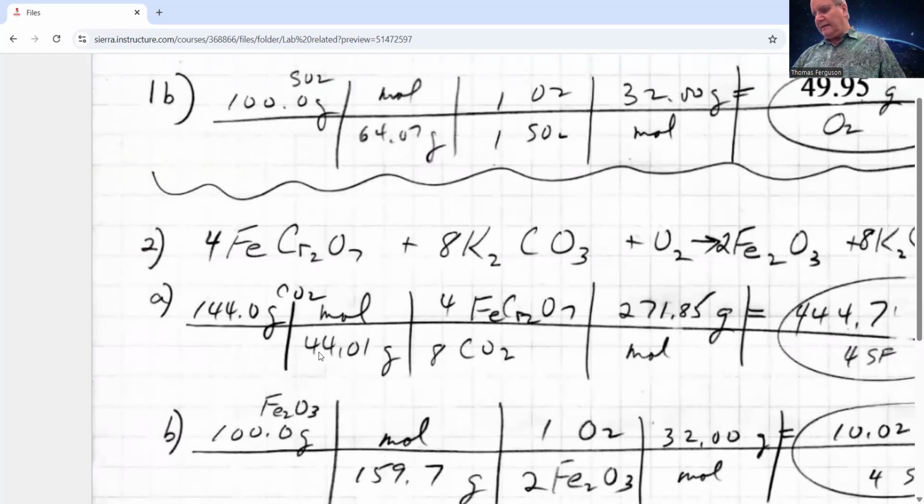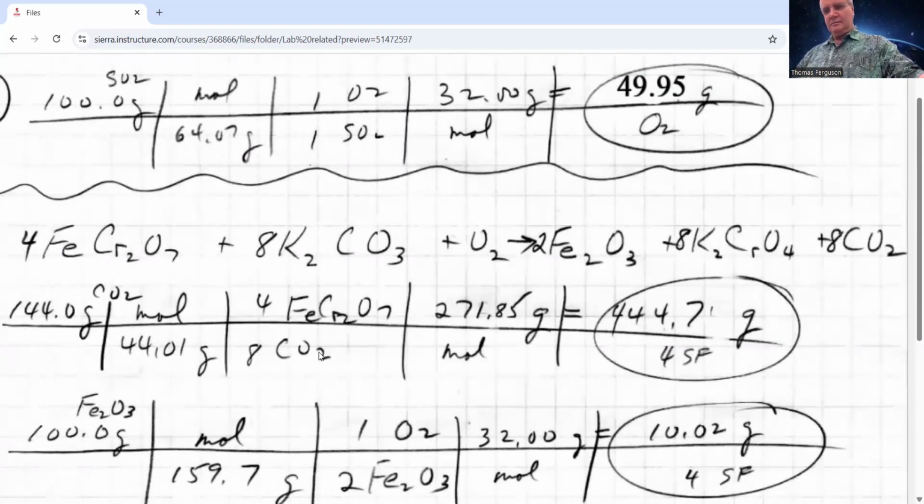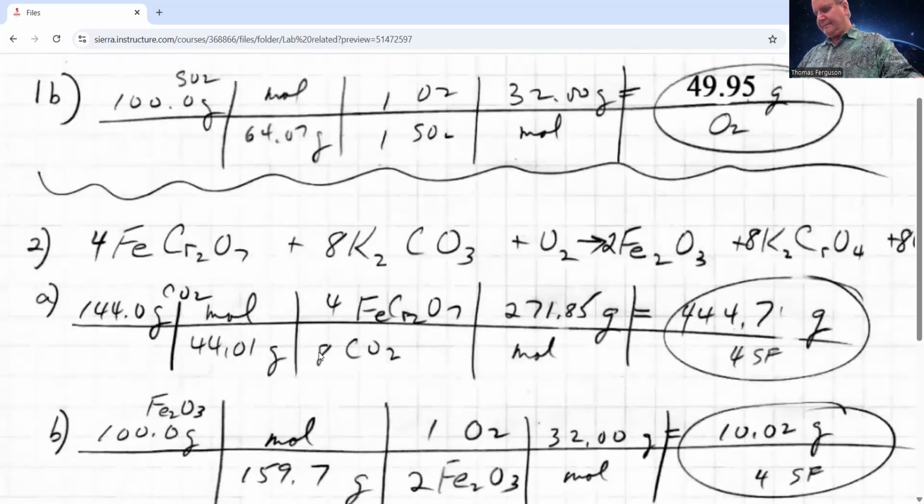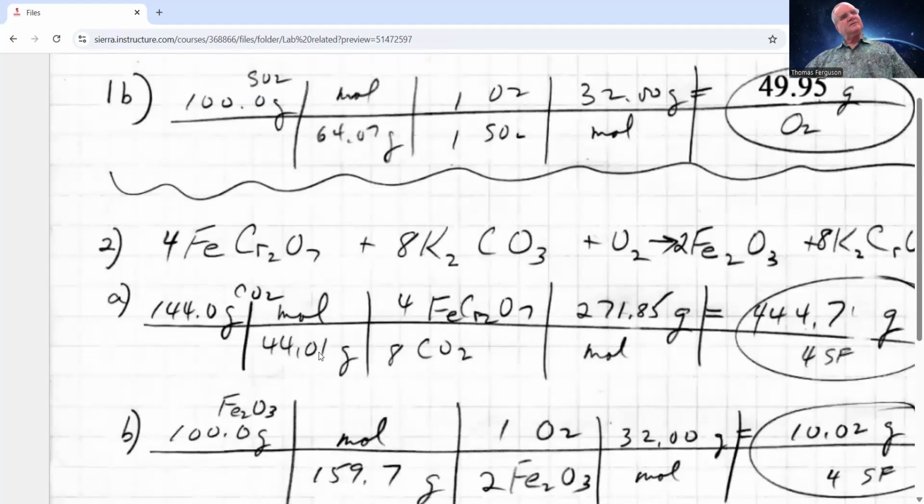And then we look at canceling the CO2. So CO2 is going to be in the bottom. Then we look at the coefficient in front of the CO2, which is over here, 8. And what we're trying to calculate is on the top. But this comes from the balanced equation, this middle step. And then over here, we're converting to grams. So moles to grams.